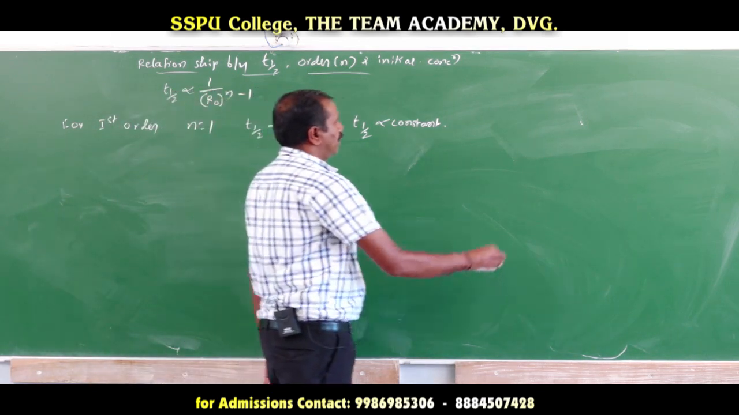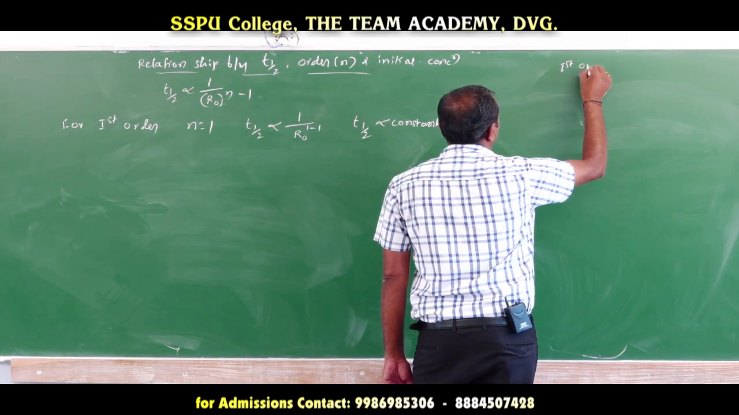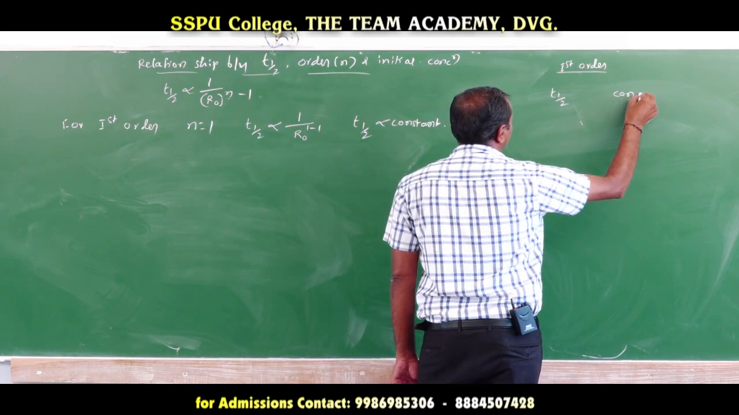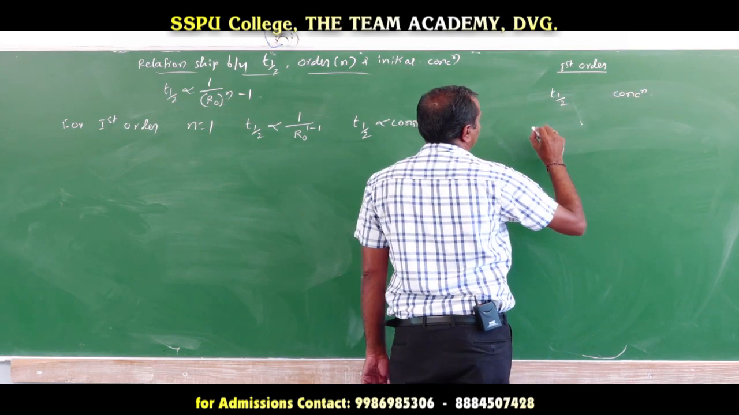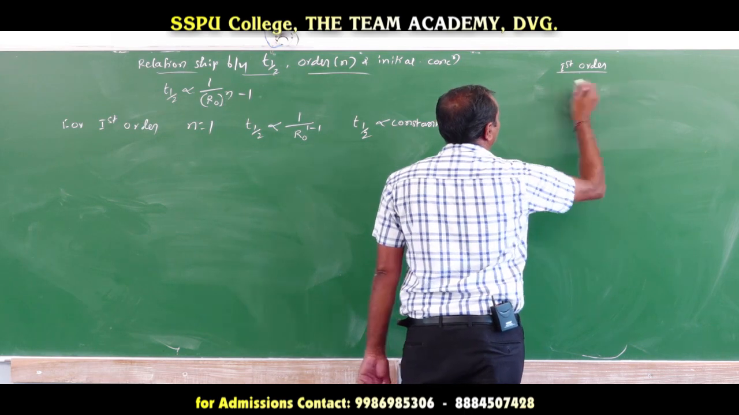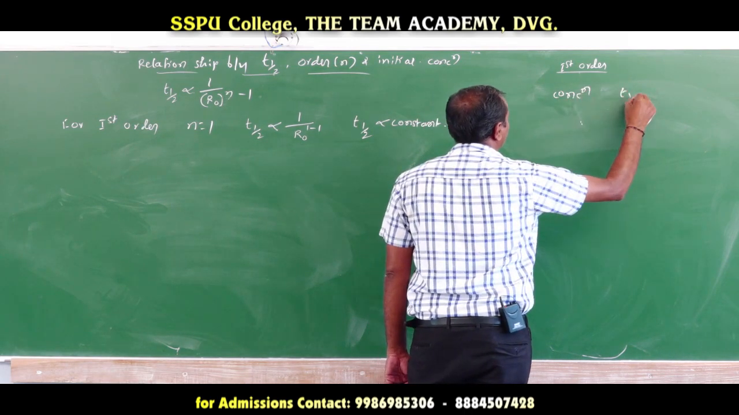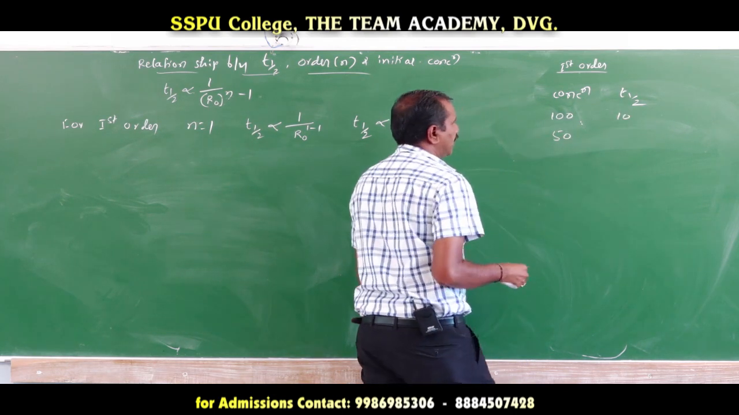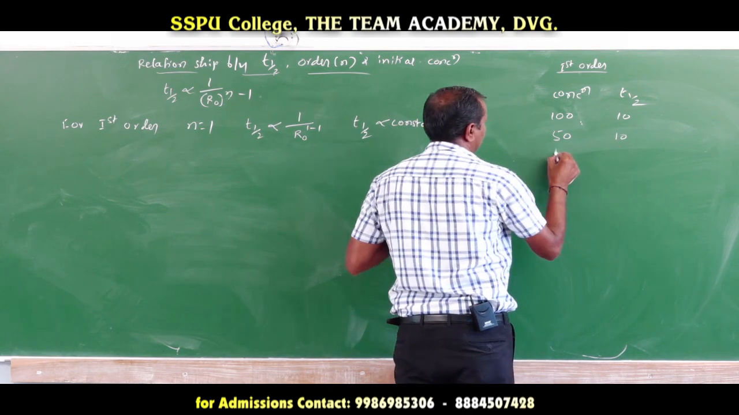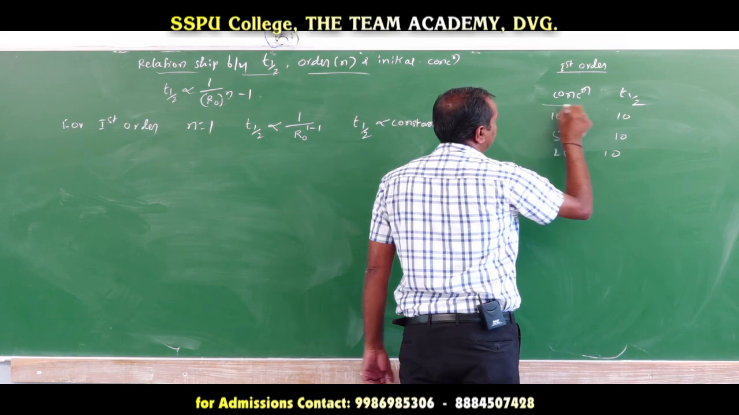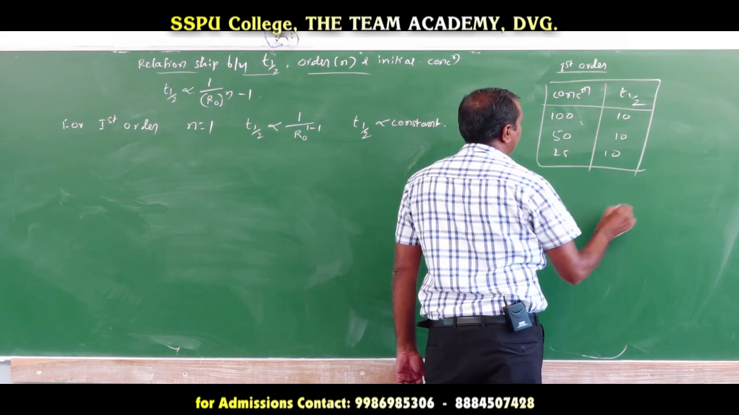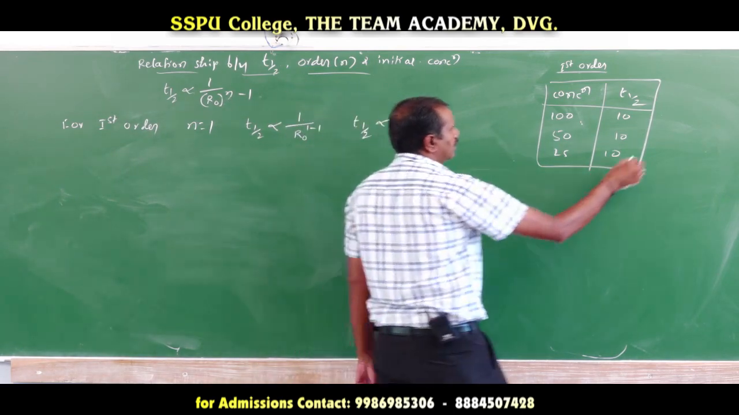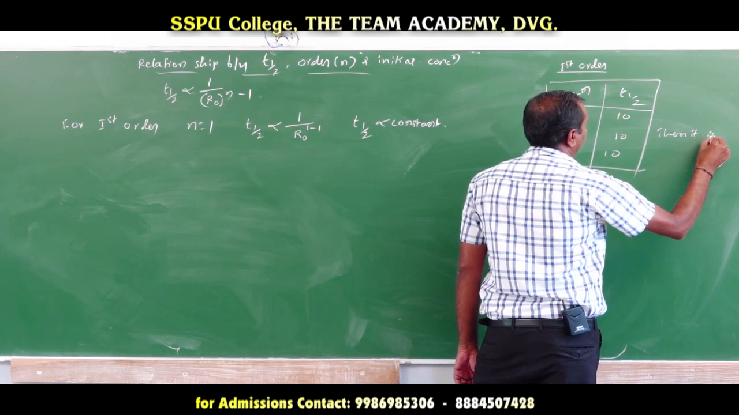So an example for first order: concentration and T half. If concentration is 100, T half is 10. If concentration of reactant is 50, then T half is also 10. It becomes 25, T half is 10. Even though there is a change in the initial concentration of reactant, T half remains constant, then it is first order.